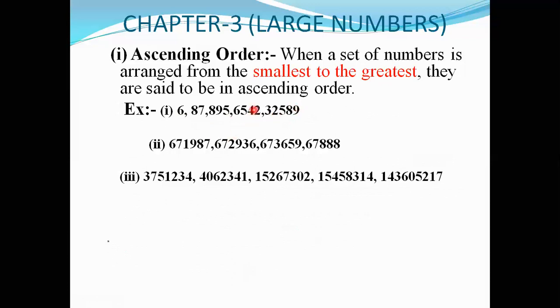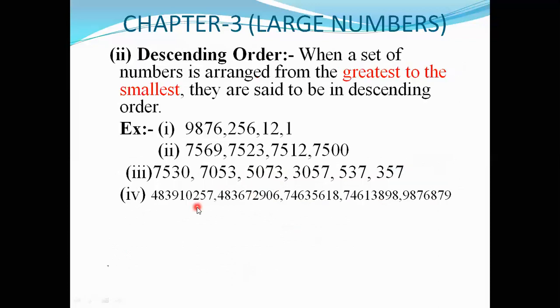In the same way, we can write the second example. Here is the smallest number, and here is the greatest number. Now, these are examples of larger numbers. Here is the smallest number, and this is the greatest number. This number is greater than this, and this number is greater than this. In this way, we can write any numbers in ascending order.